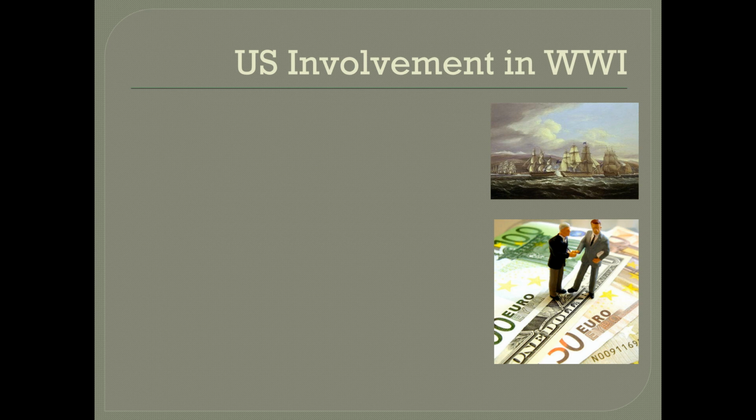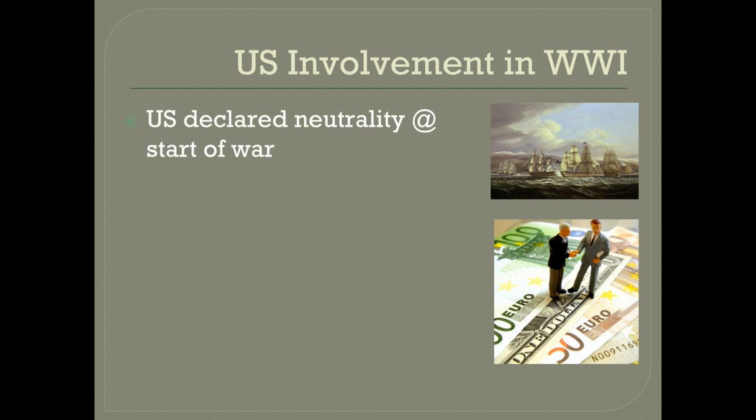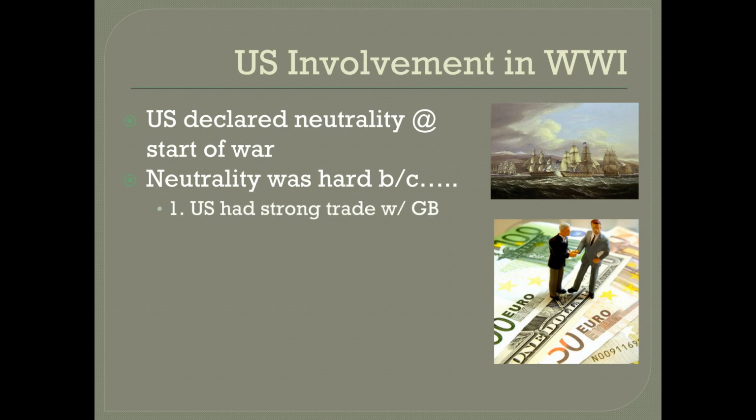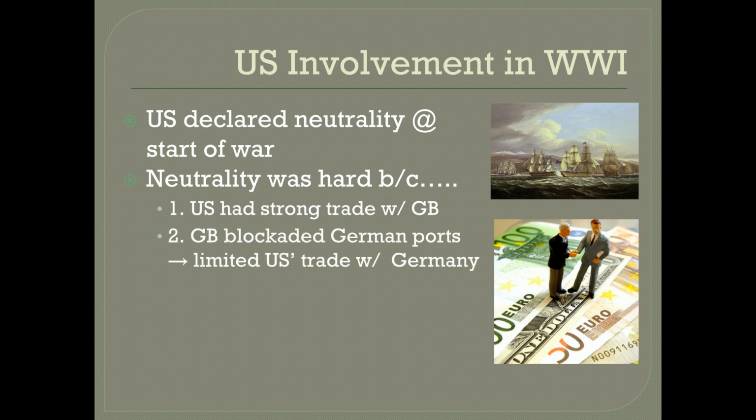So let's look at the U.S. involvement in World War I. Initially, the United States is going to try to stay out of this war. They declared neutrality, but eventually that's going to fall apart. Neutrality was hard because of a couple of reasons. Number one, the United States had so much trade going on with Great Britain, who was involved in the war. It really put pressure on that alliance. The United States wanted to continue trading with Britain, but it was hard doing that if they weren't actually backing Britain in this war.